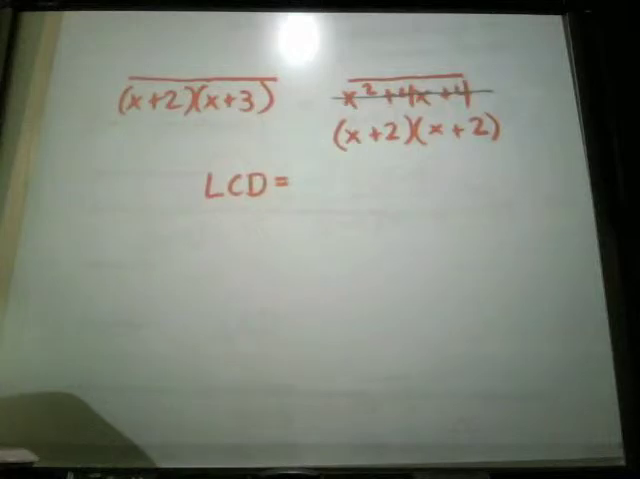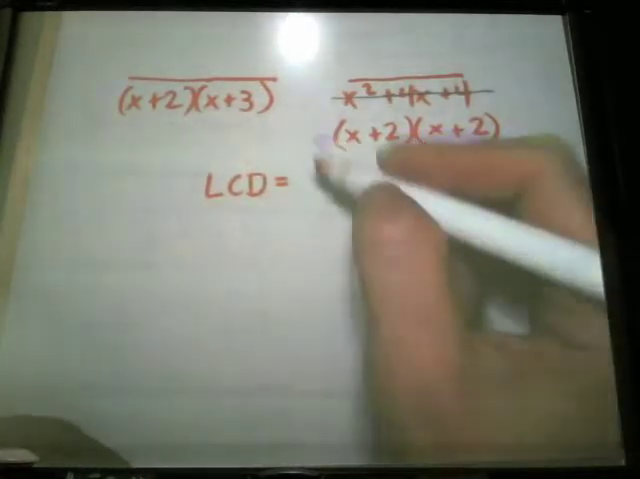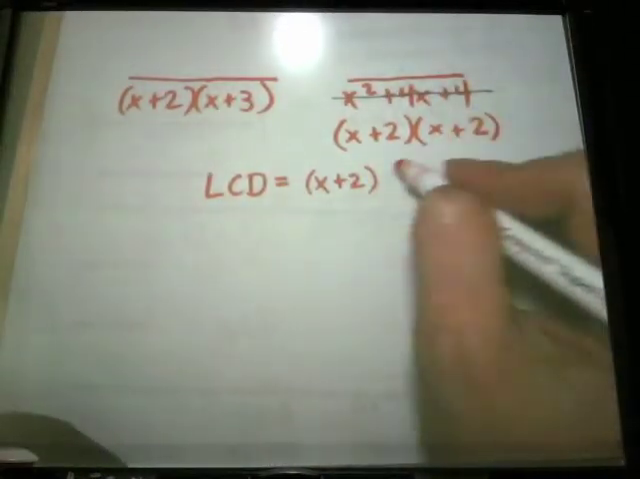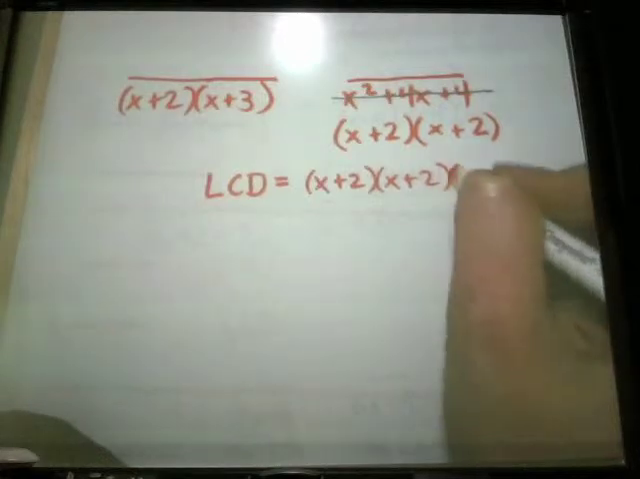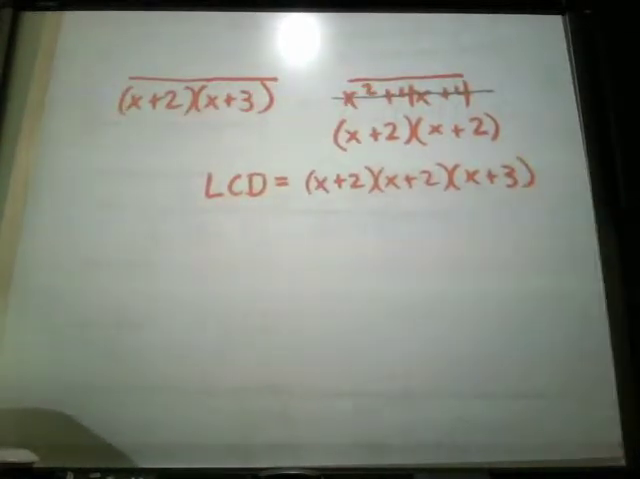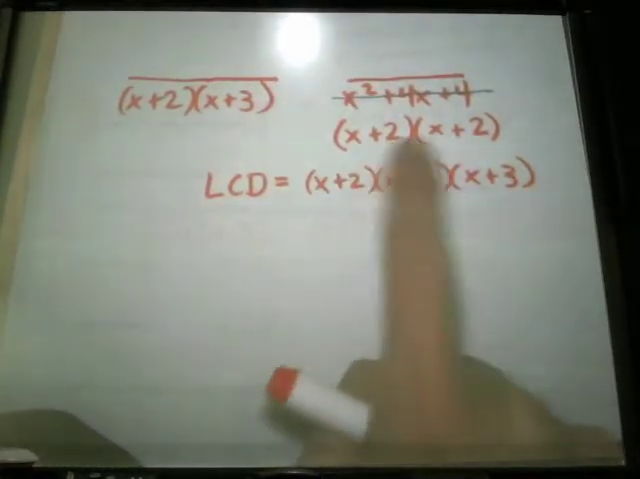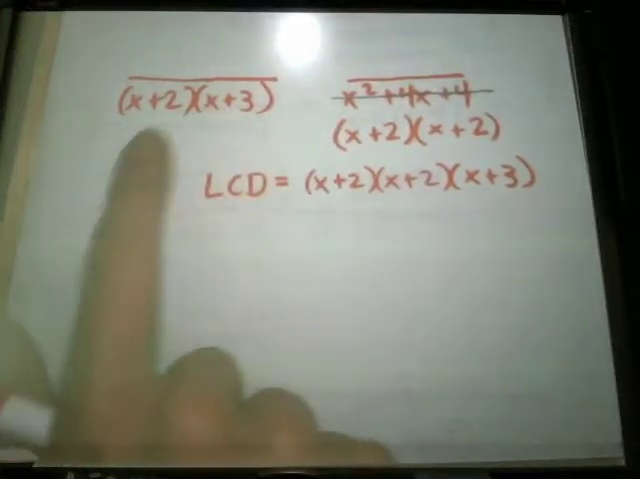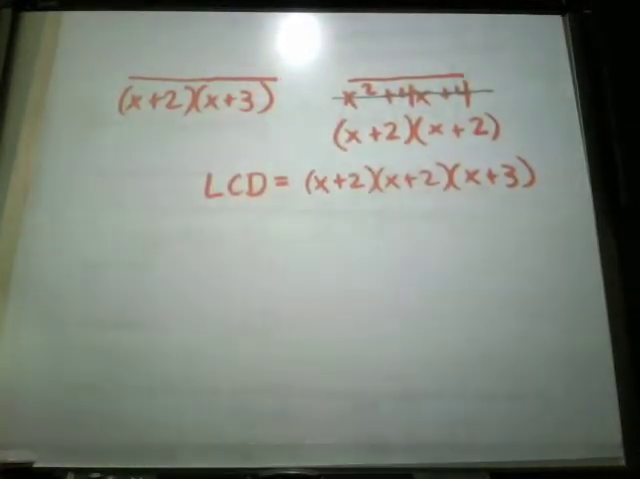Anybody want to try to do the LCD for me? What do you think we're going to have? Kate? Perfect. We need both x plus 2's because it's twice in one fraction. So if it's in both, we take the most that it shows up. And then anything else that's there. If it's in any denominator, it has to be in our LCD. Otherwise, we can't write common fractions with that denominator.